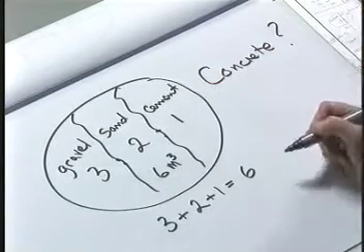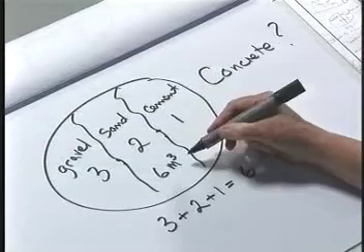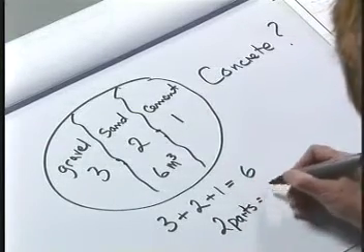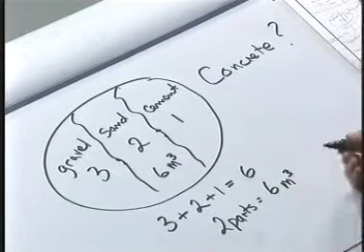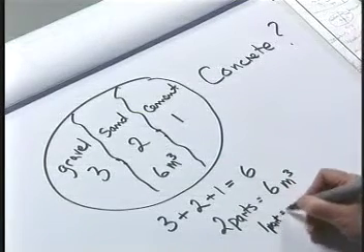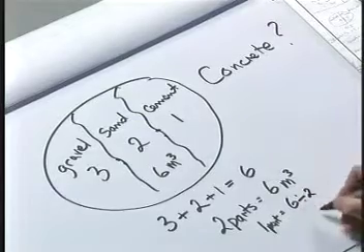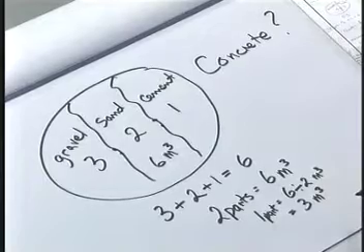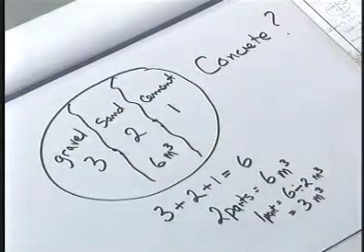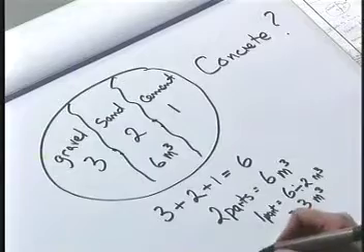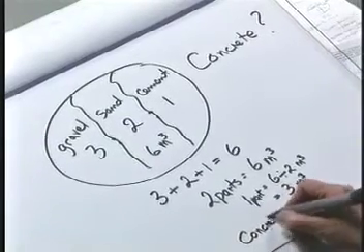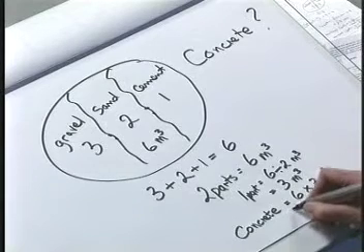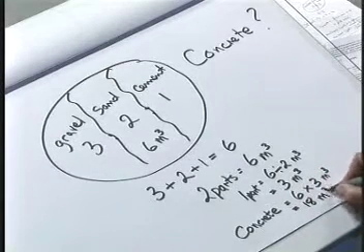But we know that 2 parts is 6 cubic metres because that's what we're given. So 2 parts equals 6 cubic metres. So 1 part equals 6 divided by 2, which is 3 cubic metres. Now the total number of parts the concrete is divided up into is 6. So the amount of concrete that is produced is 6 times 3 cubic metres, and that is 18 cubic metres.